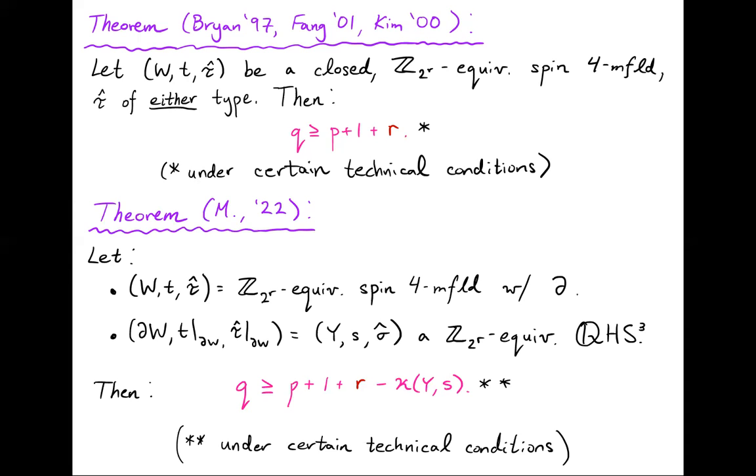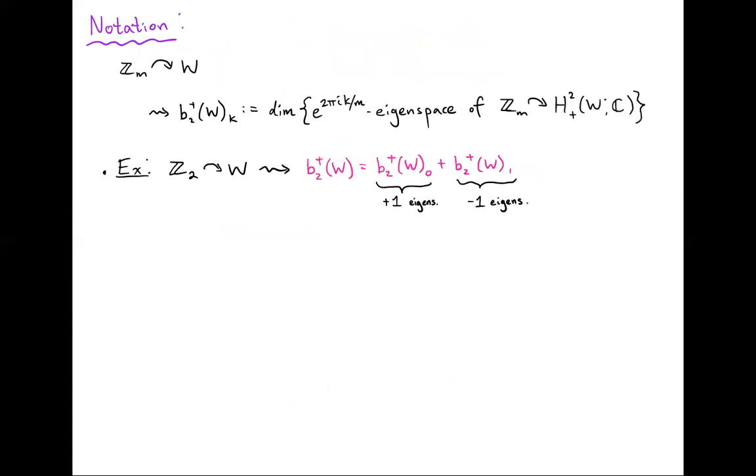All right, so that's fine and dandy, but what can we do with it? Before I move on to applications, let me state some other related theorems. We'll need some notation for this. Assume we have a Z mod M action on W. I'm going to let b2+(W)_k denote the dimension of the e^(2πik/M) eigenspace of Z mod M acting on H2+. In the case where it's an involution, b2+ splits as b2+(W)_0 and b2+(W)_1, where the first is the plus 1 eigenspace and the other one is the minus 1 eigenspace.